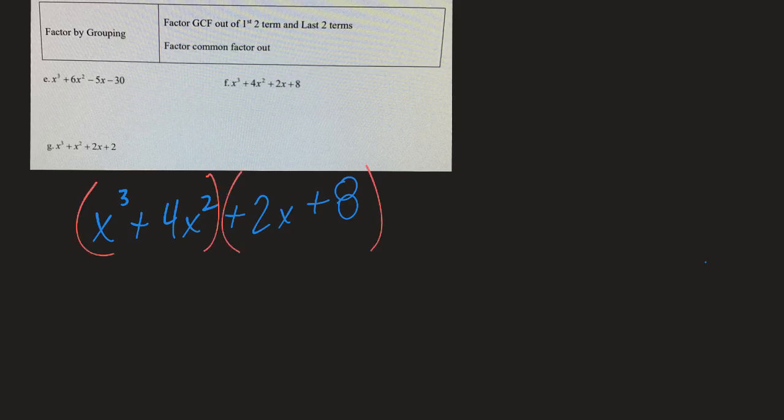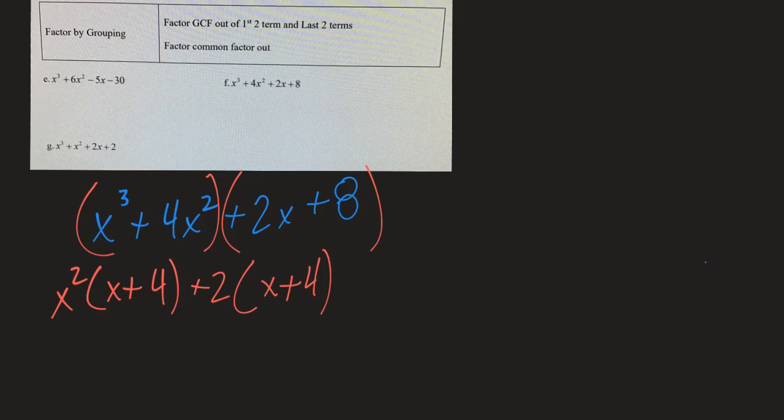Okay, let's try out another grouping problem. Let's try F. I've got x cubed plus 4x squared plus 2x plus 8. Again, when we group, first two, last two. So here we go, first two and last two. What is my GCF? Think through that for a second. Okay, hopefully you got that it's x squared. We've got x plus 4. Again, I need another x plus 4, so we're going to take out positive 2 from there, and we've got x plus 4 here.